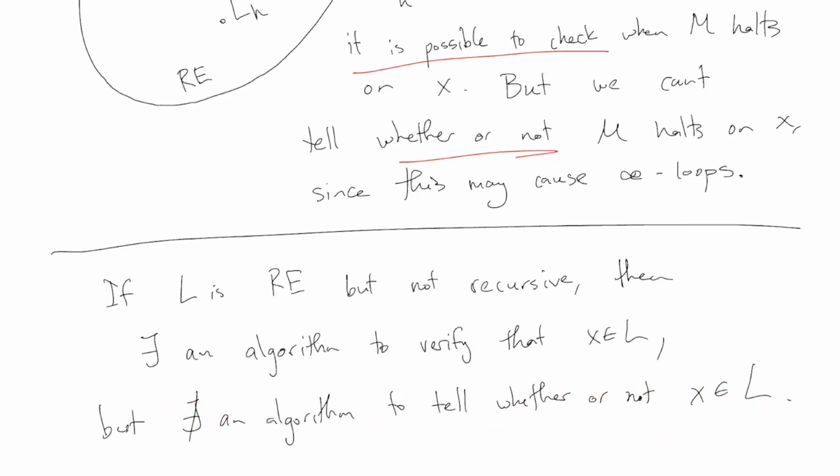This is the character of any language. This is not just true of the halting problem, but of any language in this category, that is in the RE but not recursive. That's what it means, all right? This is a very subtle difference between verifying that something is true versus saying yes or no, is it true or not? Those are very different questions, all right?